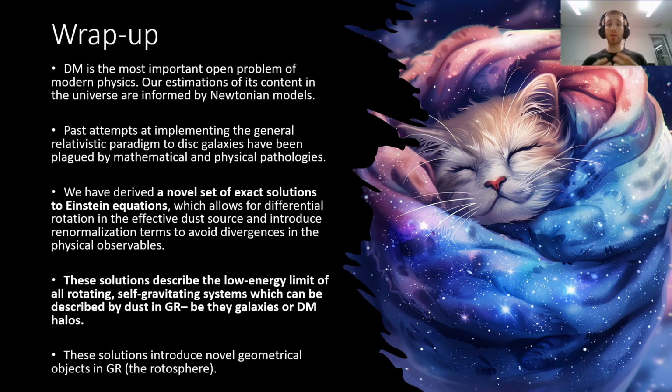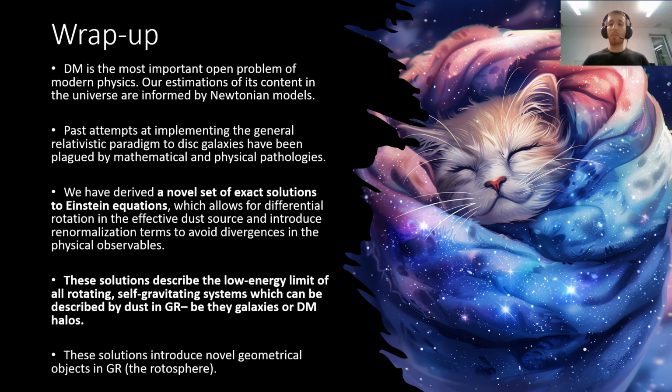Now, to wrap up, we have found new solutions to Einstein's equations, which, nice, are differentially rotating dust solutions. So they can be used to model systems in which differential rotation is present, which are physical systems, and they can be used to model, very importantly, low energy regime systems. So galaxies, dark matter halos, and others, as long as the dust approximation actually holds.